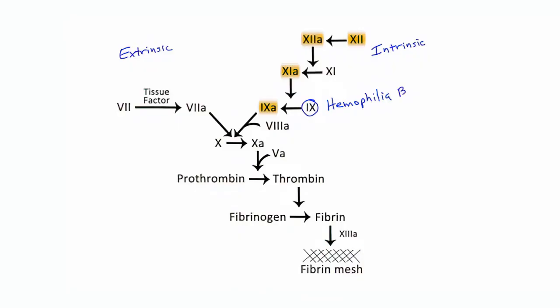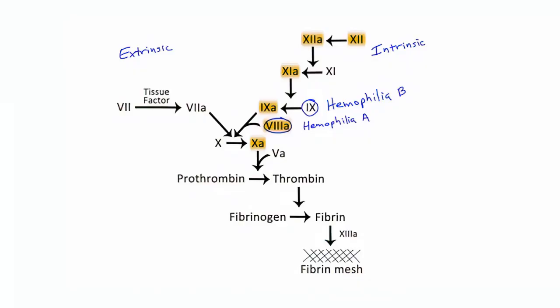Then factor 9 goes to factor 9A, and that's used to generate factor 10A, and this process uses factor 8A. Now factor 8 and factor 5 are your accelerating factors. And if you're deficient in factor 8, what disease is that? That's hemophilia A. So you can remember the difference between hemophilia A and hemophilia B pretty easily if you remember that A sounds like 8 for factor 8, and B goes with 9, like benign, B9. So 8 for hemophilia A and B9 is hemophilia B.